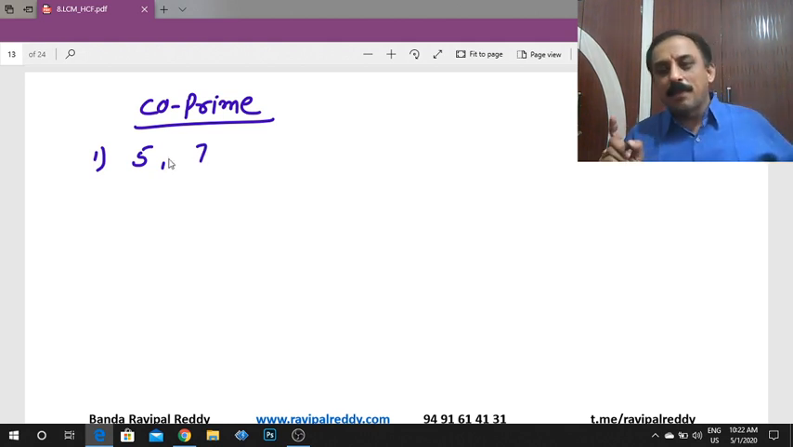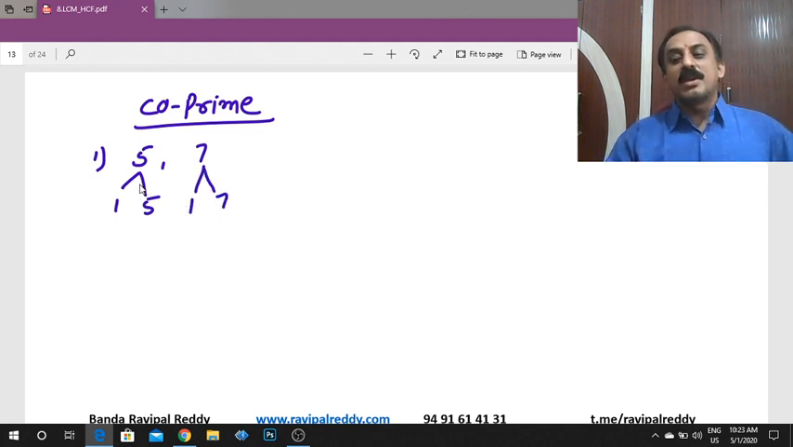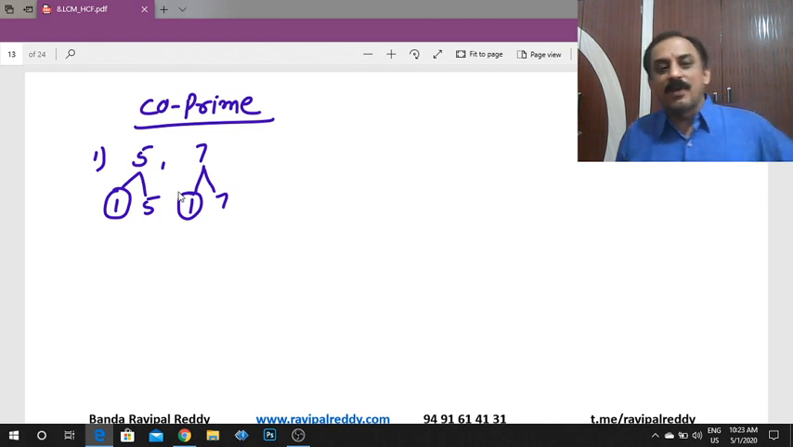Here 5 is a prime number, 7 is also a prime number. Take the factors of 5. 5 is divisible by 1 and 5. Now write the factors of 7. 7 is divided by 1 and 7. Each and every number has one common factor, that is 1. So now take 5 and 7. 1 is the common factor. Except 1, here there is no common factor.